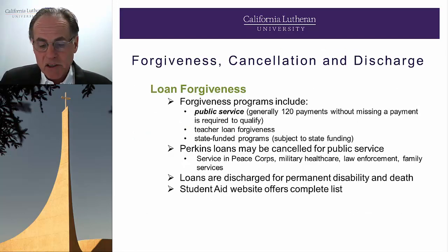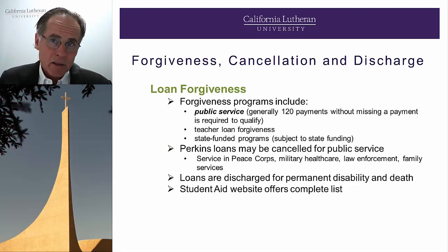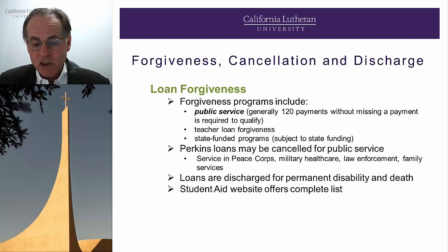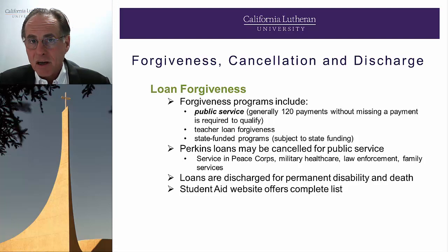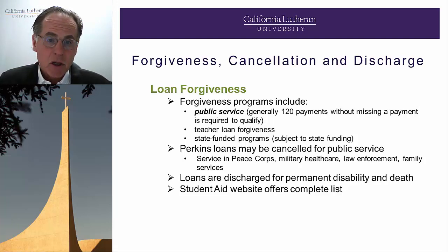In some circumstances, different types of federal student loan debt may be forgiven, canceled, or discharged. For example, loans are discharged upon total and permanent disability and death. Teacher loan forgiveness programs are available based on subject need and geographical location. Public service loan forgiveness is sometimes available, although this program generally requires 120 payments made without missing a payment in order to qualify. Note that if you're in this program, going back to school is not considered loss of time as it relates to missing a payment.